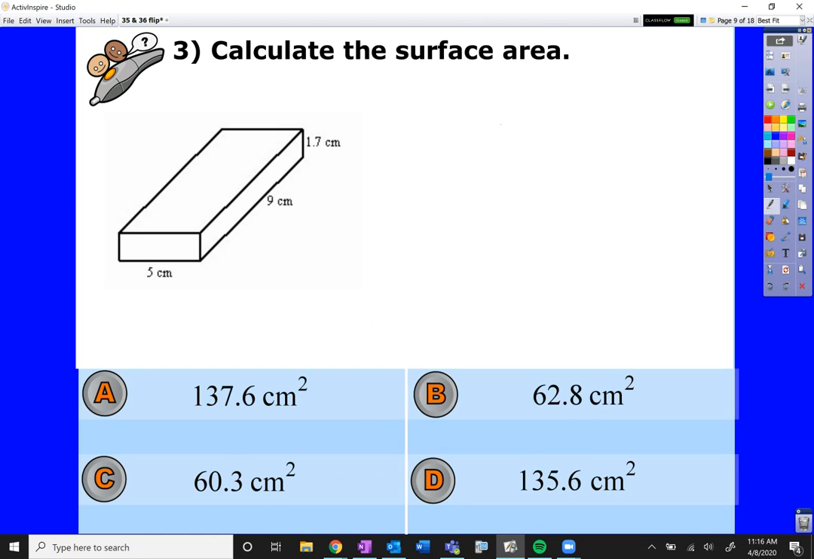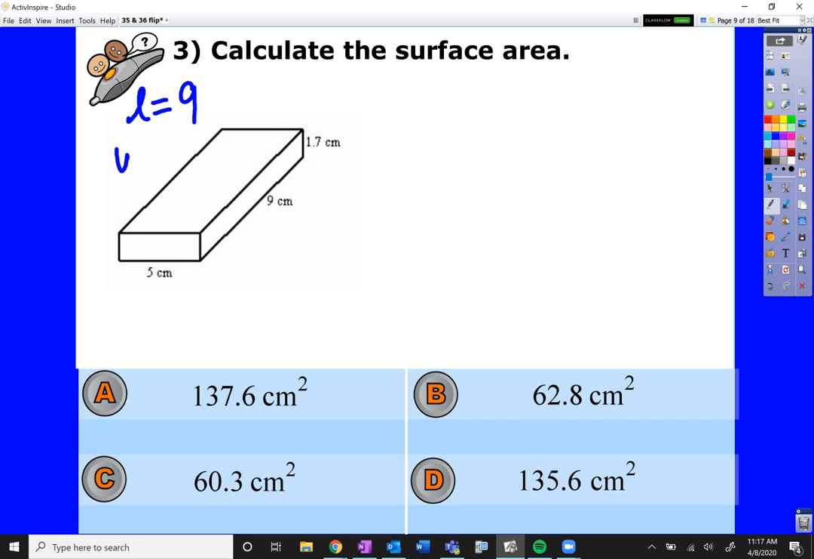Number 3, calculate the surface area. Love it. Let's go and do it. Length, width, height. Actually, you know what? I'm going to move those over here. No big deal. I usually always pick the longest one for my length, guys. It doesn't matter as long as you just pick it and stay consistent.